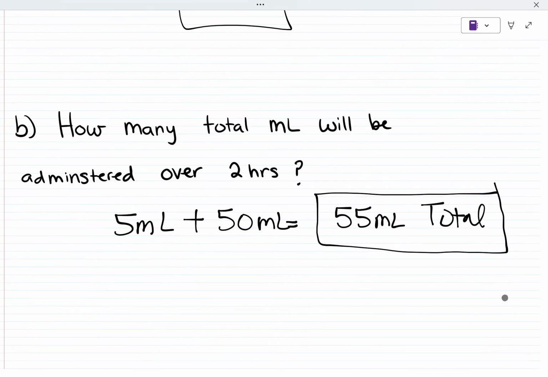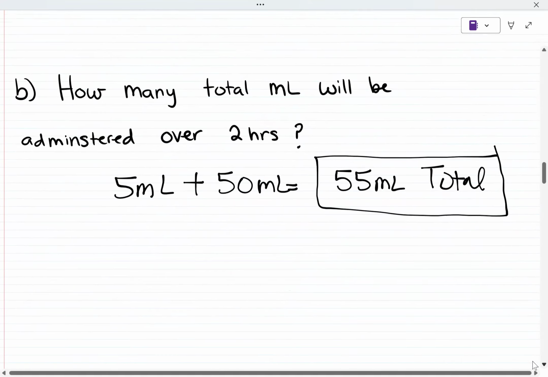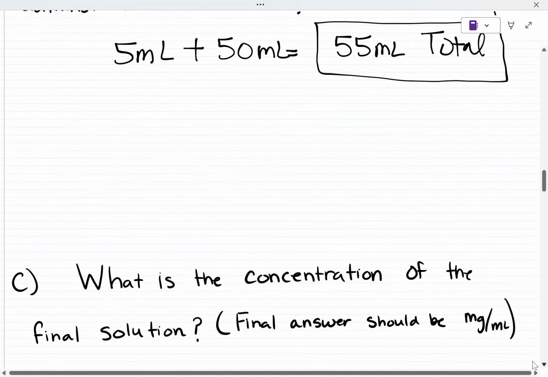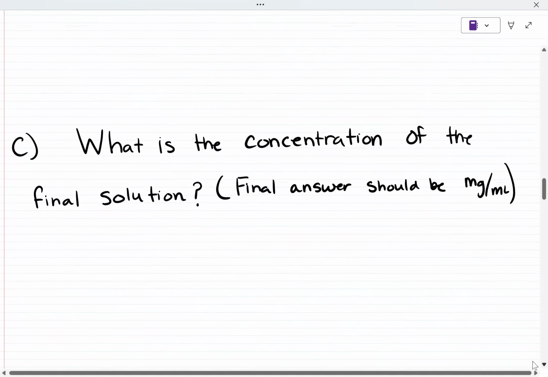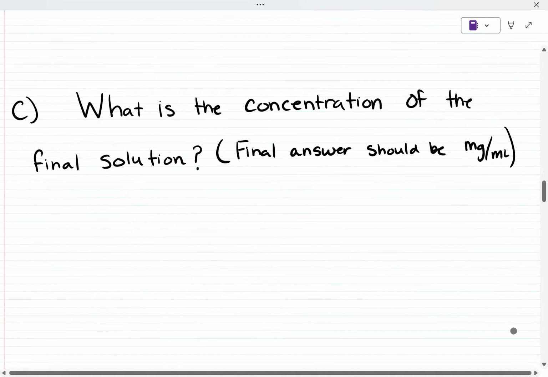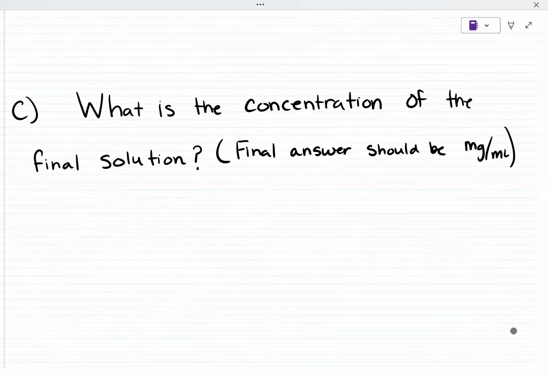Okay, let's move on to C. So it says, what is the concentration of the final solution? The final answer should be in milligrams per milliliter. So it's basically 200 milligrams, because we have an order of 200 milligrams IV, over the answer from part B.